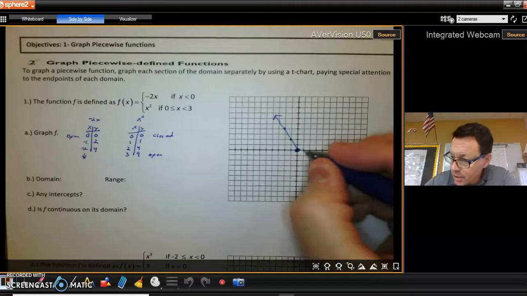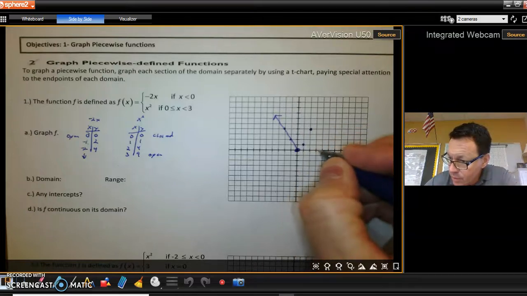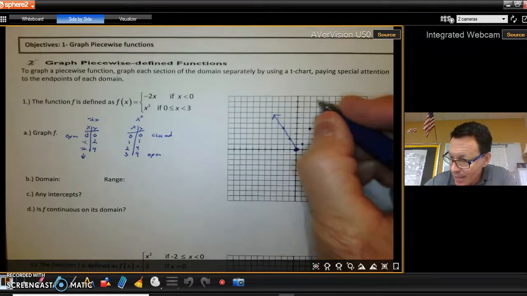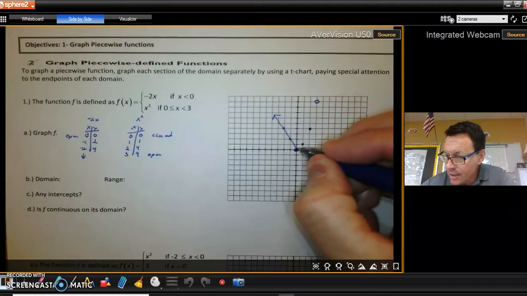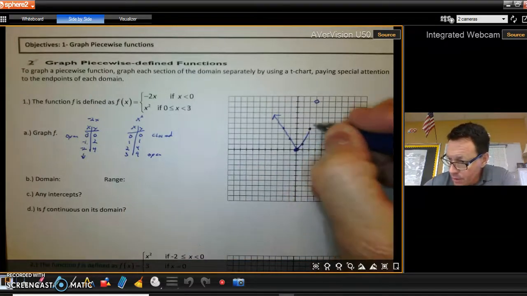All right, so I've got 0, 0, I've got 1, 1, I've got 2, 4, and then I've got 3, 9, and that should be an open circle at the end. Now, this is x squared, so this should look like a parabola, so it's going to be a curve.